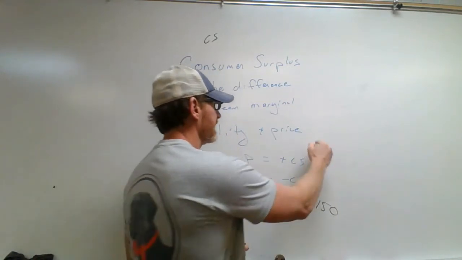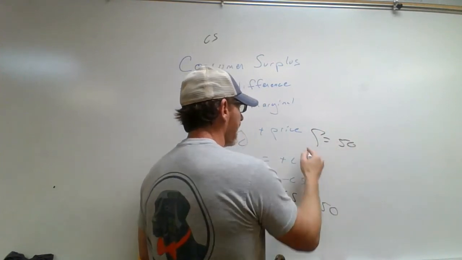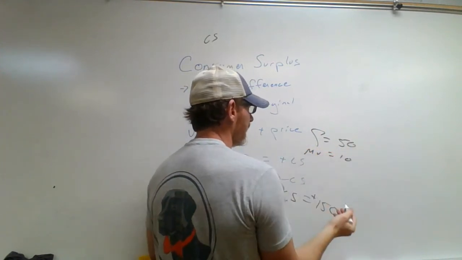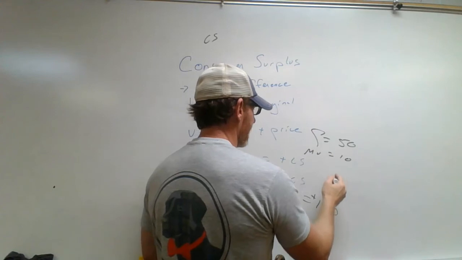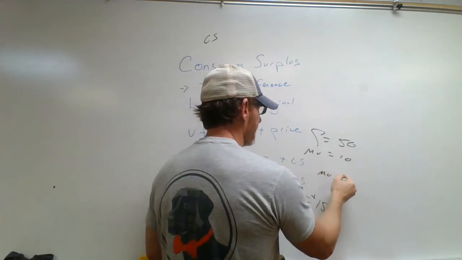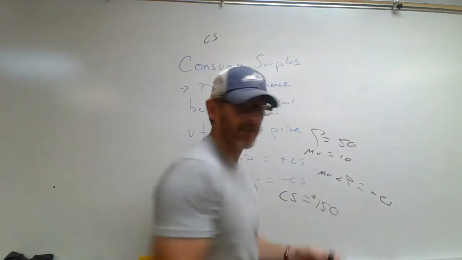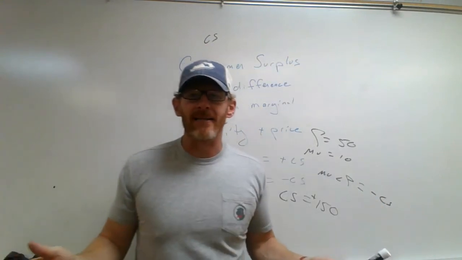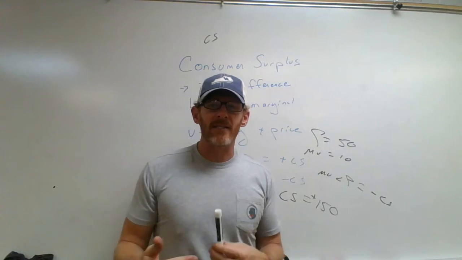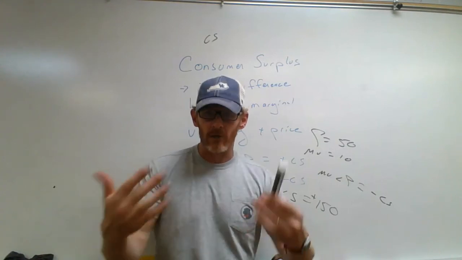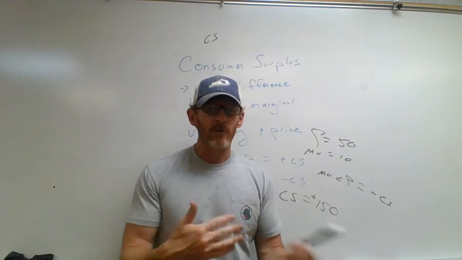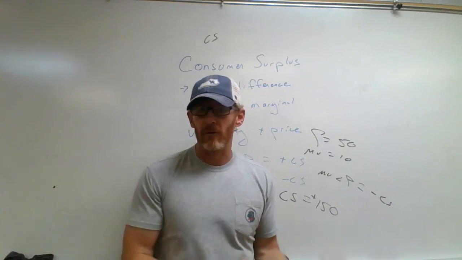So if the price is 50 and my margin utility is 10, then that means that the margin utility is less than the price. Therefore, I have negative consumer surplus, so I'm not going to make that decision. So what this does is it defines how we are going to behave once we measure our margin utility and we know the price.